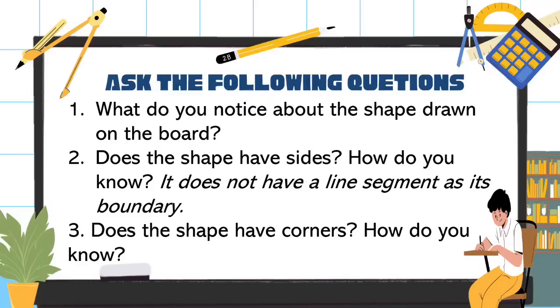Number 2, does the shape have sides? The answer is no, it does not have sides. How do you know? The answer is it does not have a line segment as its boundary. And number 3, does the shape have corners? The answer is no, it does not have corners. How do you know? Clearly, since the shape has no sides, then it does not have a pointed part where 2 sides meet.